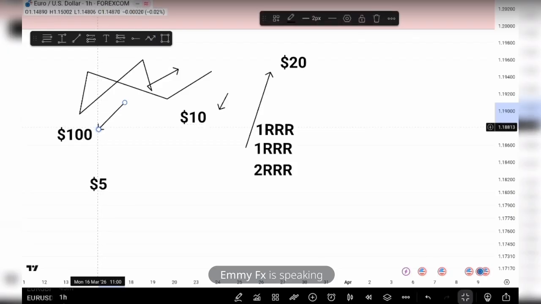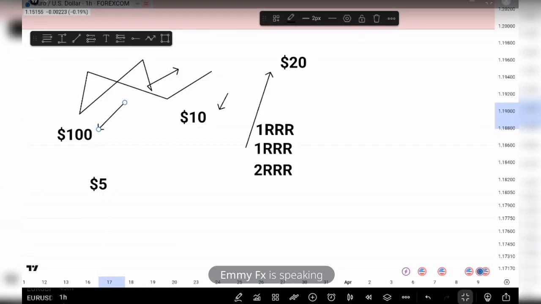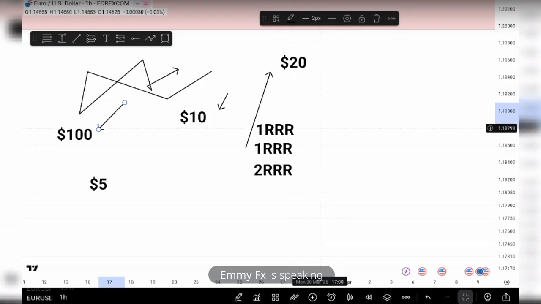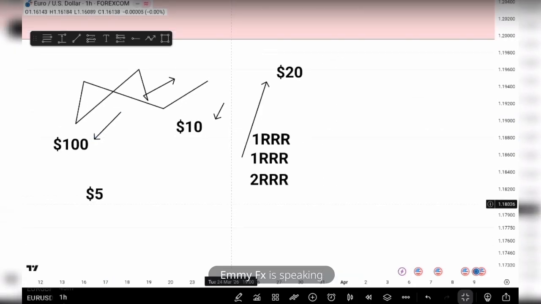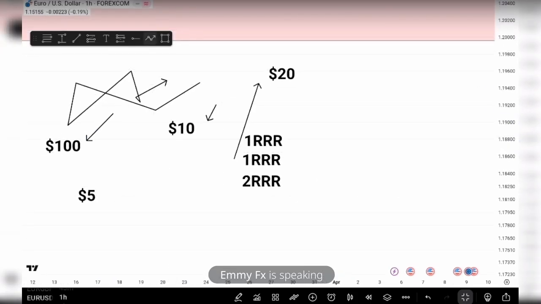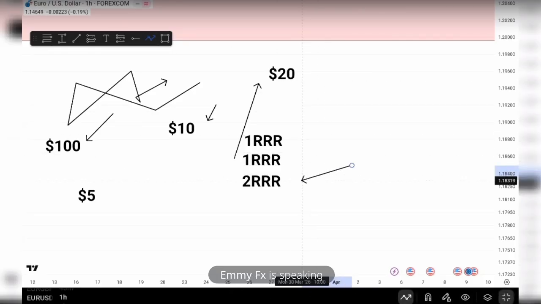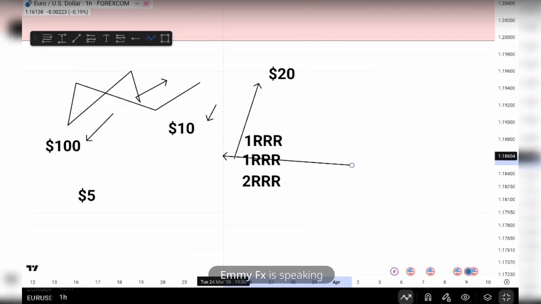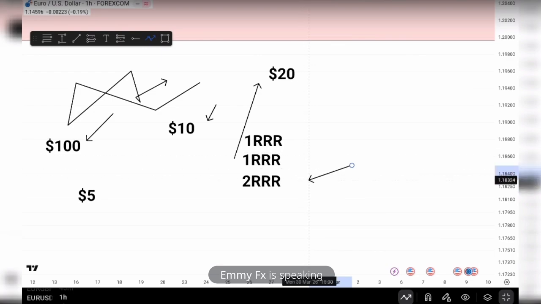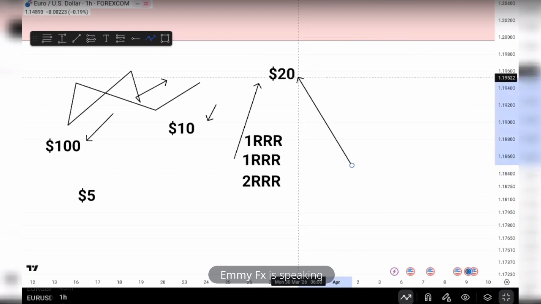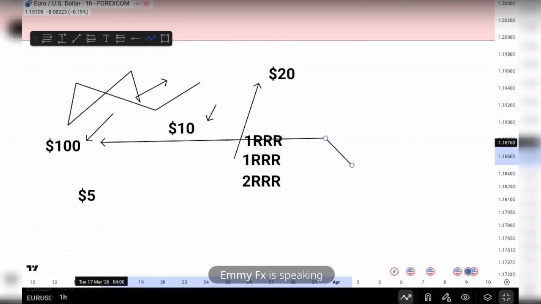So since you lost this, the third trade you took, you won 2 risk reward ratio. Remember you lost $20. You take your third trade, you win 2 risk reward ratio, which is $20. Now you are at break even. Your capital is $100. So this is how our risk management strategy works.